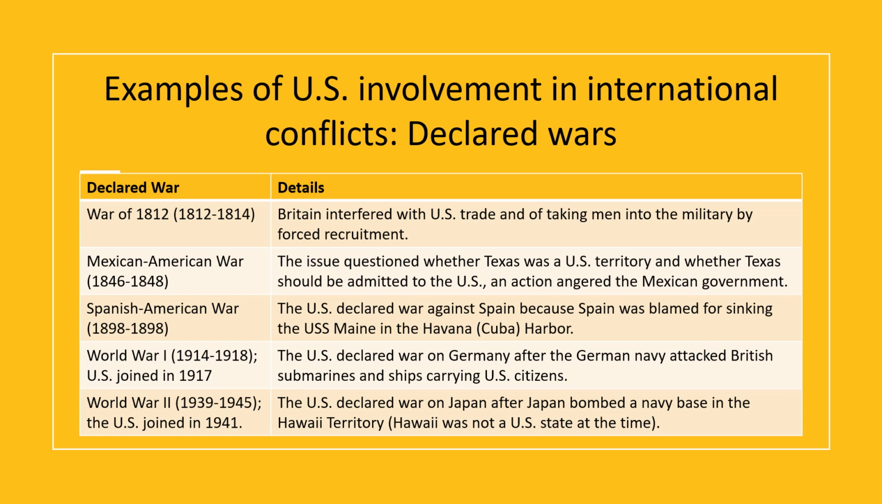Let's first look at the War of 1812, which took place between 1812 and 1814. Britain had interfered with United States trade, and Britain had also been taking men into the military by forced recruitment. And as a consequence, the U.S. Congress declared war on Britain.